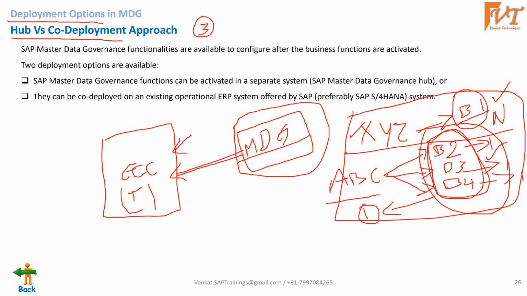Let's say if they are implementing MDG for each business unit, then it is considered the co-deployment option. And if they want to implement MDG centrally for all the business units, then that is considered the hub deployment option. In simple terms, the co-deployment option is specific to a particular business unit or system, and hub deployment is nothing but the central system for multiple business units.